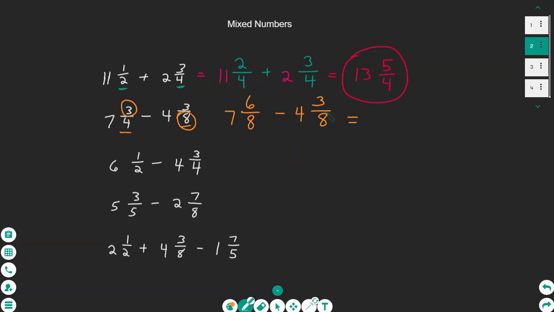We can go ahead and subtract. So we have our 7 minus the 4. That's going to give us a 3. And then we have a 6/8 minus a 3/8. Well, that's just going to give me a 3/8. Right? Awesome. All right, now let's go ahead and go to this next one here. Why don't you pause the video, try this one on your own, and then we'll do it together.